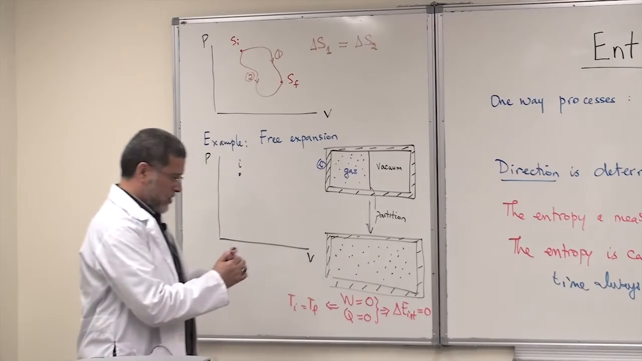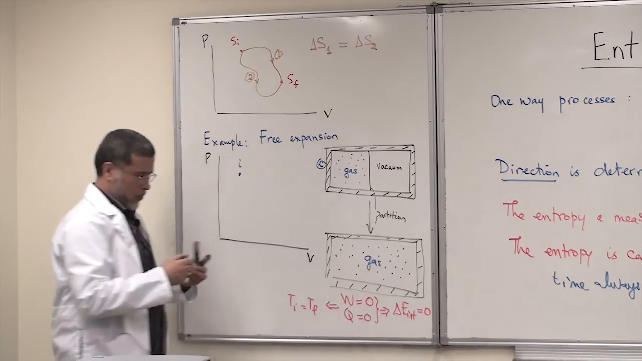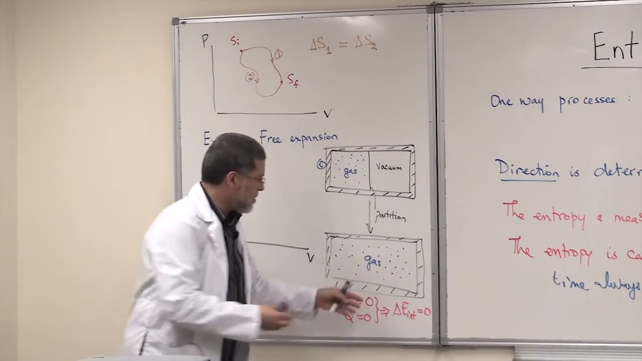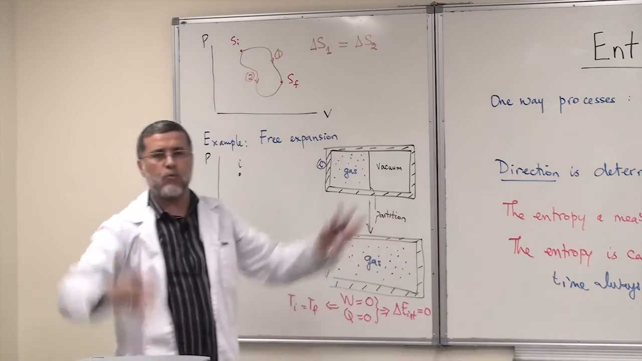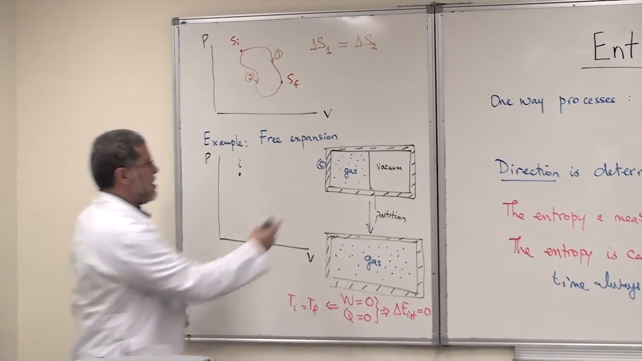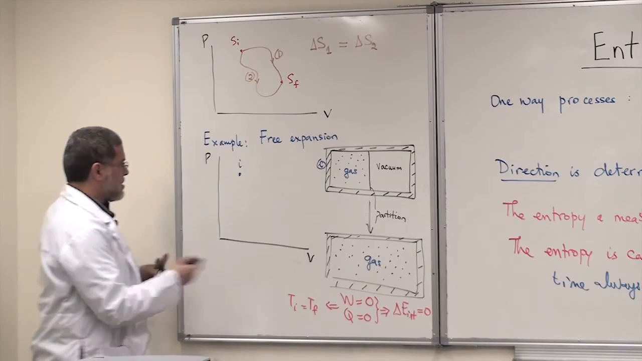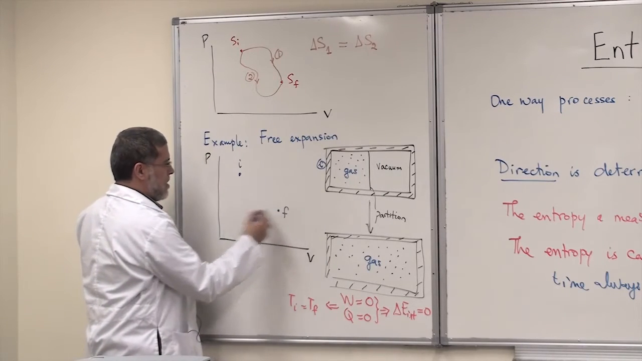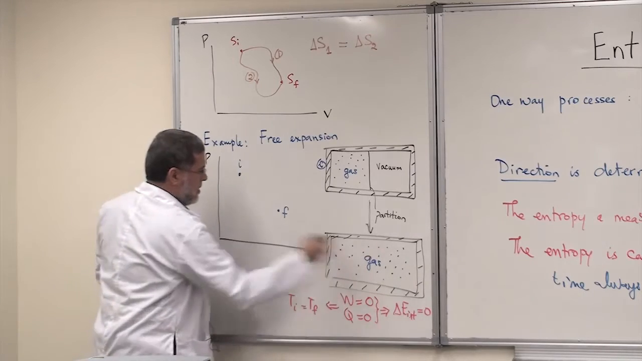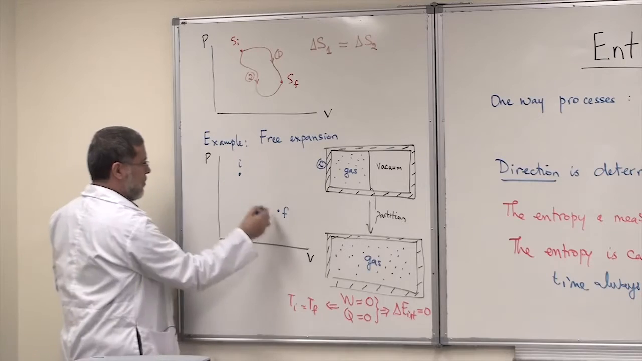Of course, the gas expanded into the whole volume, and if we have more expansion, the gas molecules will have more freedom to move, and the entropy will increase, because we have more disorder in the system. Here there is more order than here in this case. And we can represent this by a final state here, where the volume has increased, you can see, and the pressure should decrease naturally. So this is the initial and final state.